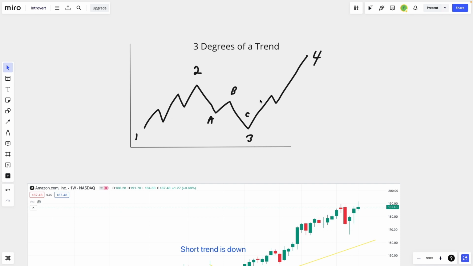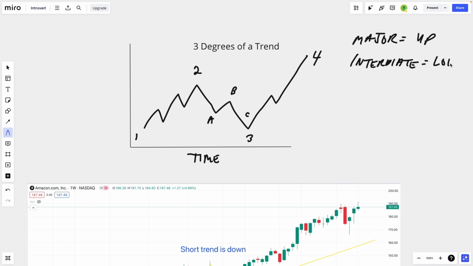The major trend, from 1, 2, 3, 4, is up. We might pretend this is a year or so on this time frame. From the low at 1 up to 4, we've got a major uptrend. We've gone from 1 all the way up to 4. But within that, you've got your secondary, which is sometimes referred to as intermediate.